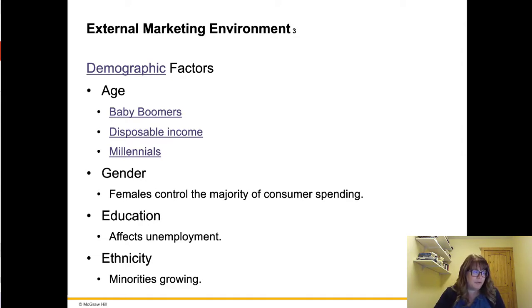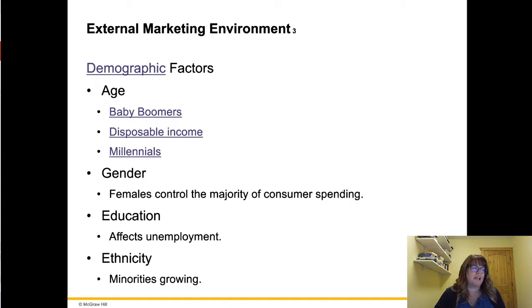Age plays an important role in how consumers process information. This in turn affects what marketing strategy firms should use to reach them. Each year, the average age of the population of the U.S. rises, and seniors are the fastest growing demographic group.